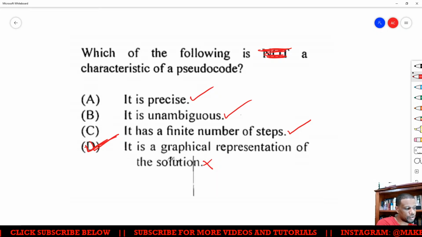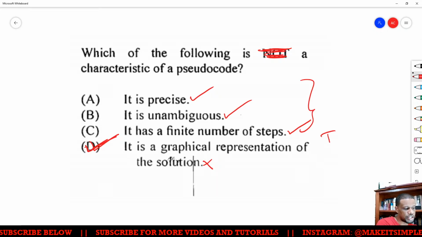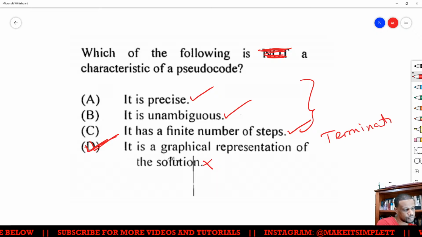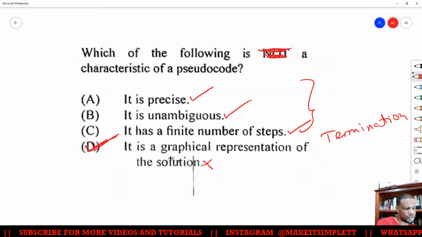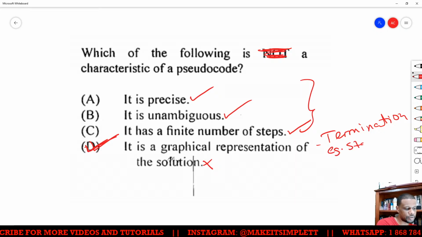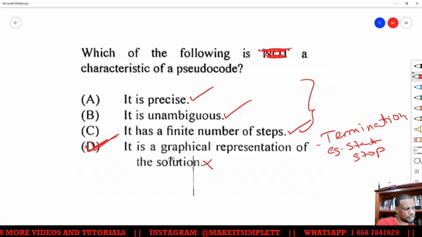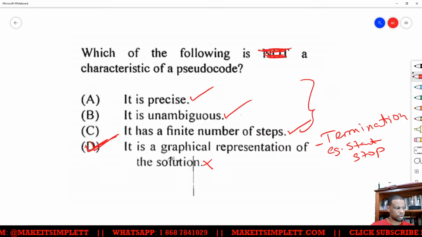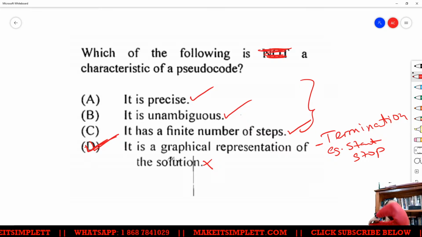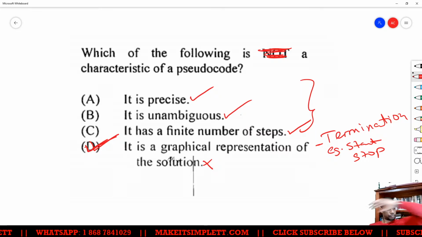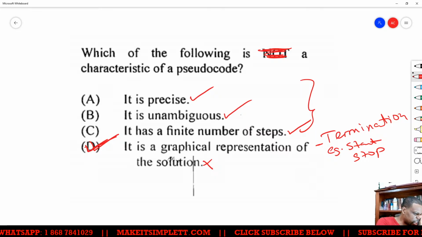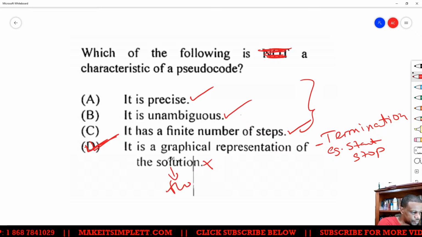Alright, characteristics of pseudocode will be these three. Also termination. Termination means that there must be an end, so this is basically example start and stop. Right, so precise, unambiguous, finite, termination, and give me the last one. A graphical representation of a solution. This is actually a flowchart.